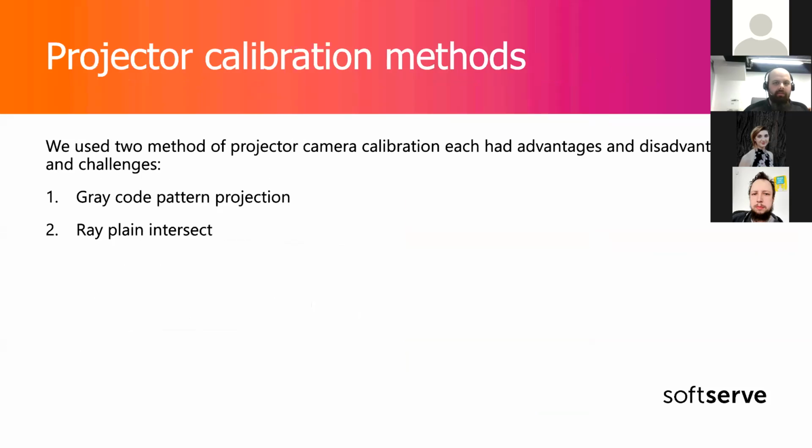Okay, so we used two methods with some advantages and disadvantages in both of them. The first one was gray code pattern projection, which actually used the standard chessboard pattern. It's quite an advanced method, I would say, and it yields quite good results. The other method is ray plane intersect, which actually uses the Charuco markers and the circle pattern to calibrate the projector.